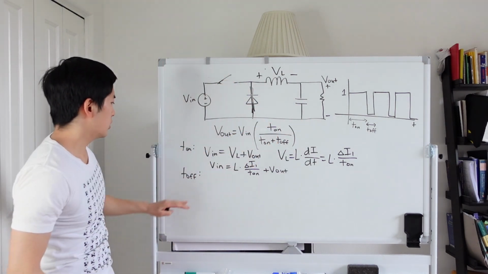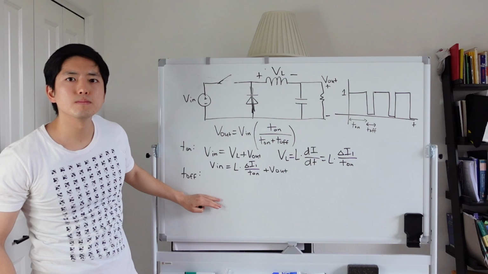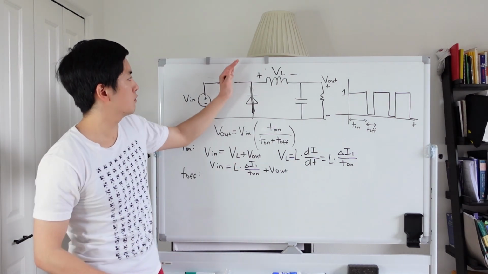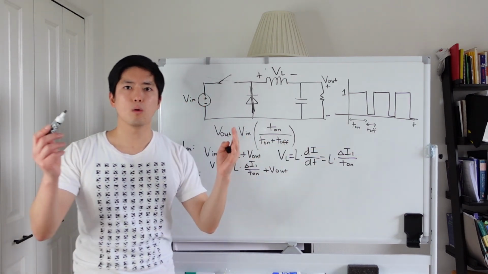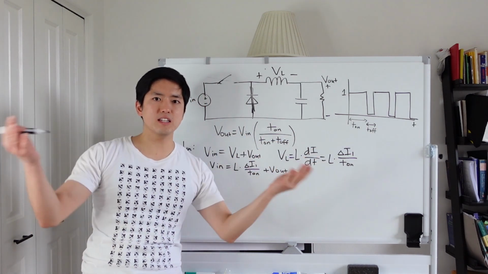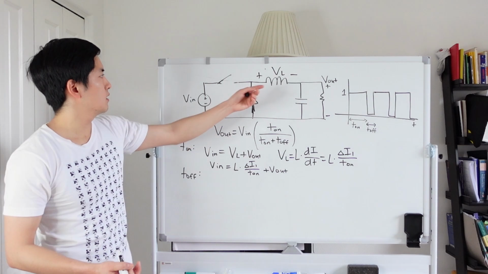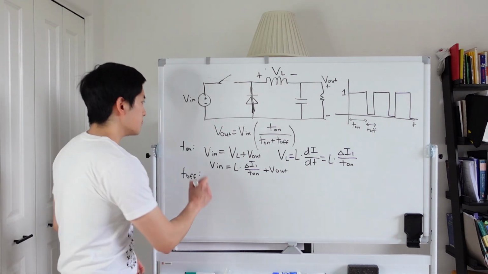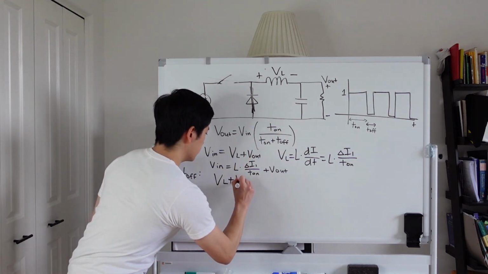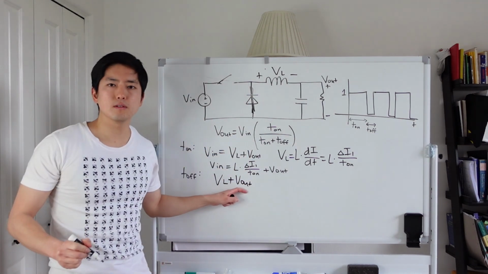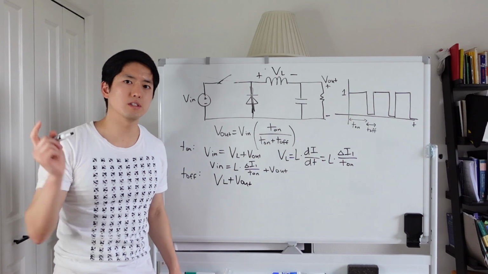Okay. So if we wanted to write out the equation for this circuit during the time interval T off, what would that look like? It'd be even easier than before, right? It would simply be VL plus V out equals 0.